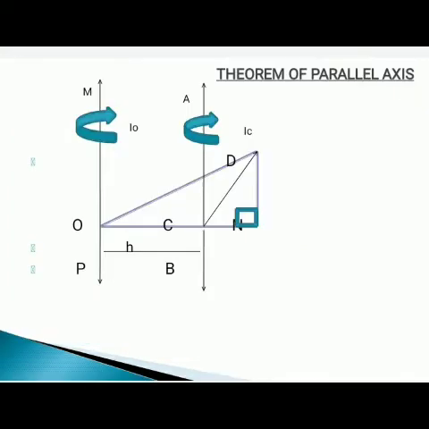Let's go through the two theorems that are mentioned in the chapter. The first one is the theorem of parallel axis. As you see in the diagram, students, we have two axes which are parallel to each other. Consider a rigid body of mass m rotating about an axis through the point O and perpendicular to the plane of the figure. Let IO be the moment of inertia about the axis MOP, and let IC be the moment of inertia about the axis AXB.